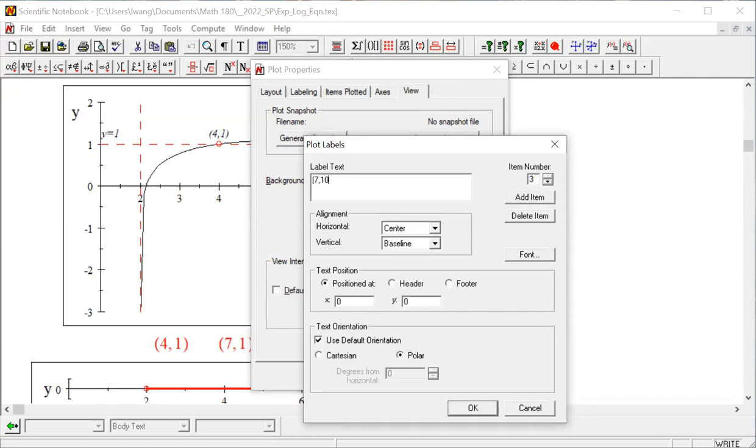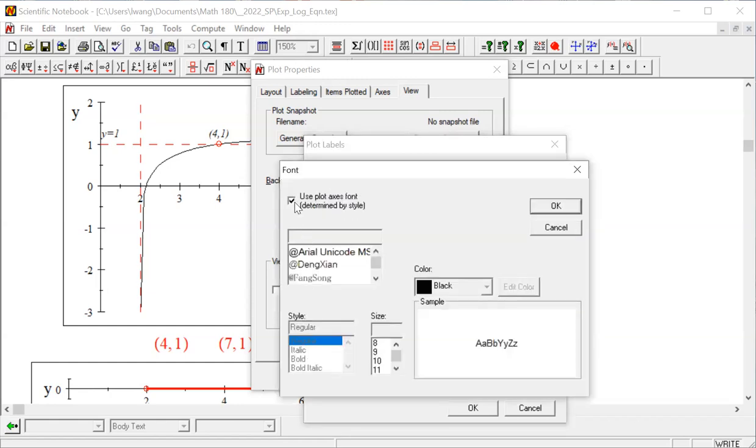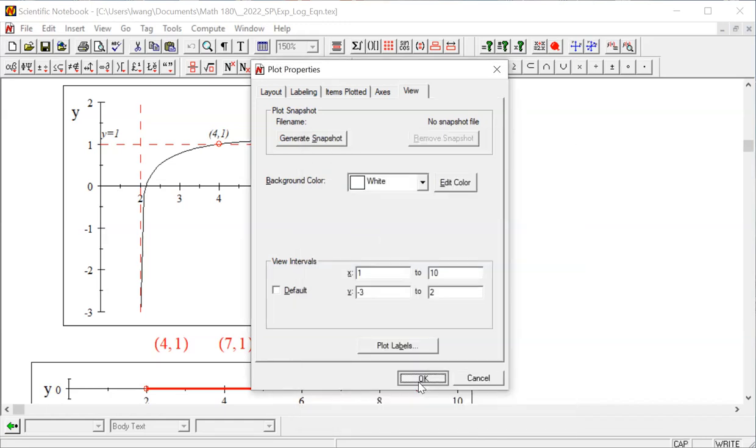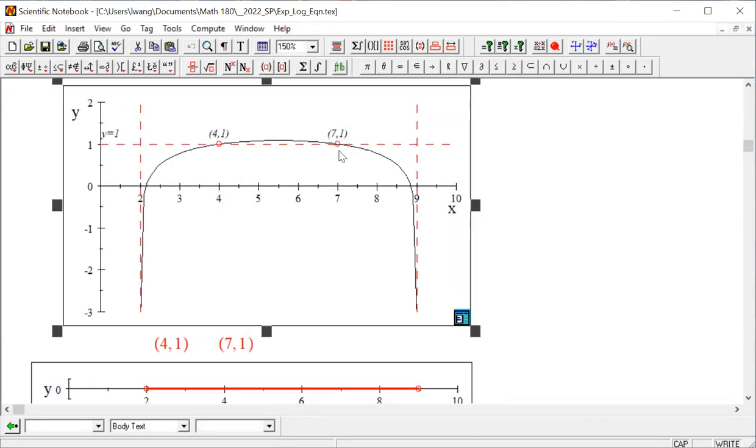7, 1. Right, so we have 7, 1 point. And we're going to just place these marks so you know what things are and learn to read the chart. I'm sure by this time you are pretty good at reading the chart.